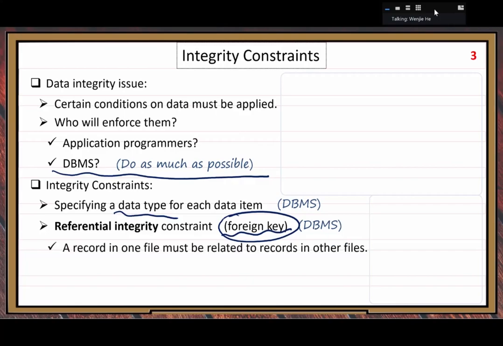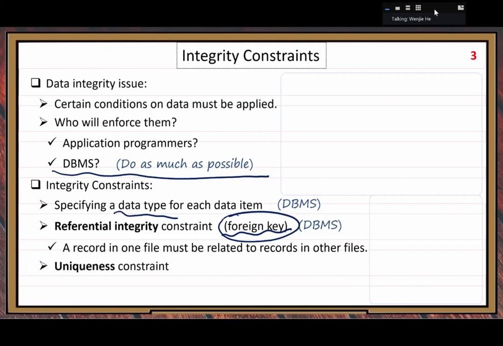A record in one file, and by file here we mean table, since a table is physically stored on a hard drive as a file. One record in one file must be related to records in other files. Multiple tables can refer to one record in one table. The primary key of one table could be used by several other tables. That is what the sentence means. After we learn the foreign key topic, you can understand it easily. Here it is too abstract.